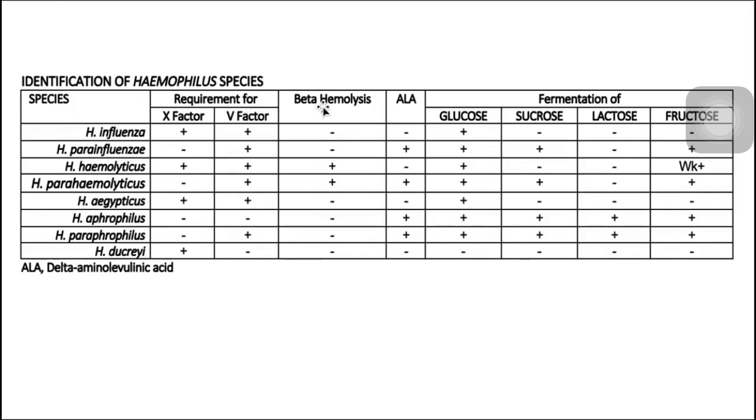Okay? Tapos, beta hemolytic naman po, that is your Haemophilus hemolyticus and Haemophilus parahemolyticus. Sa name pa lang nila, no? Hemolyticus and parahemolyticus, while the rest will not exhibit beta hemolysis.